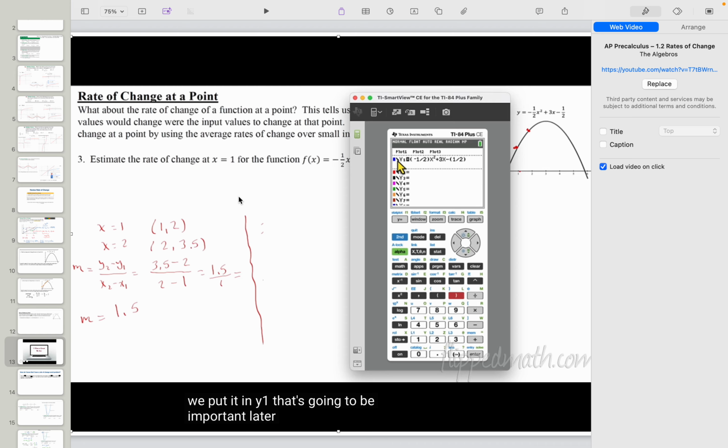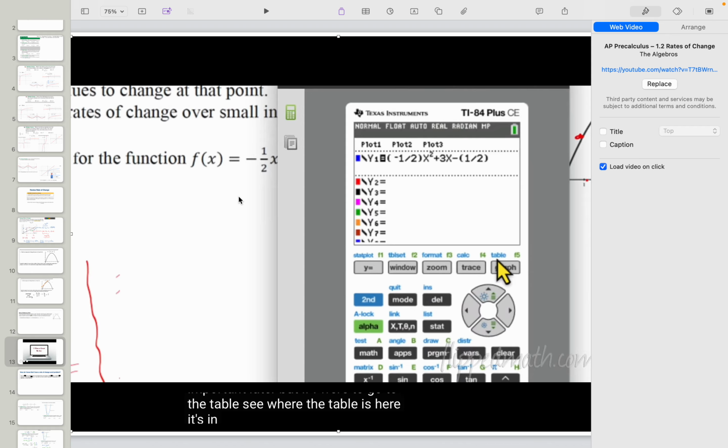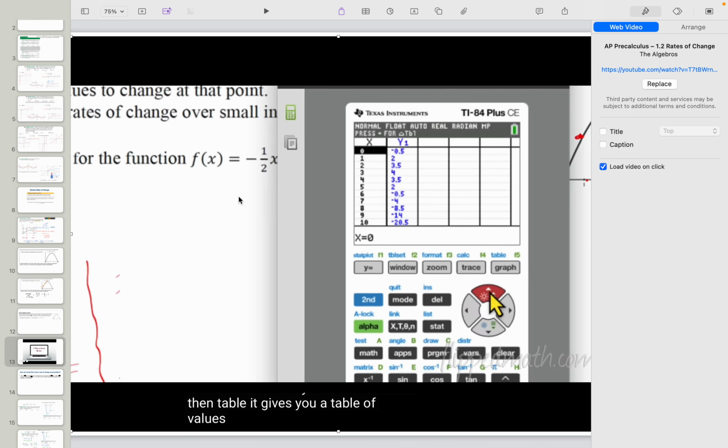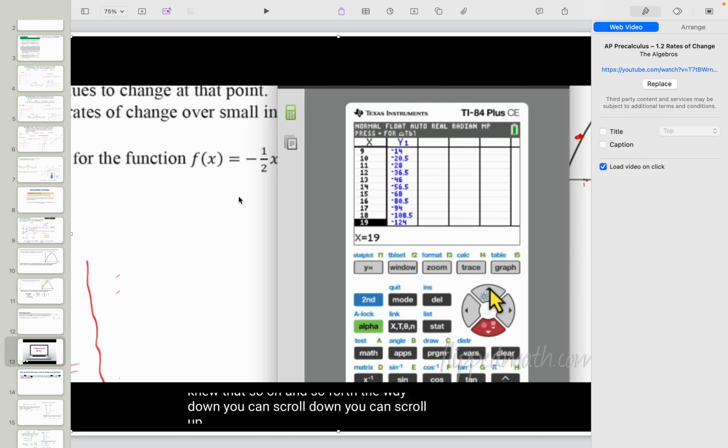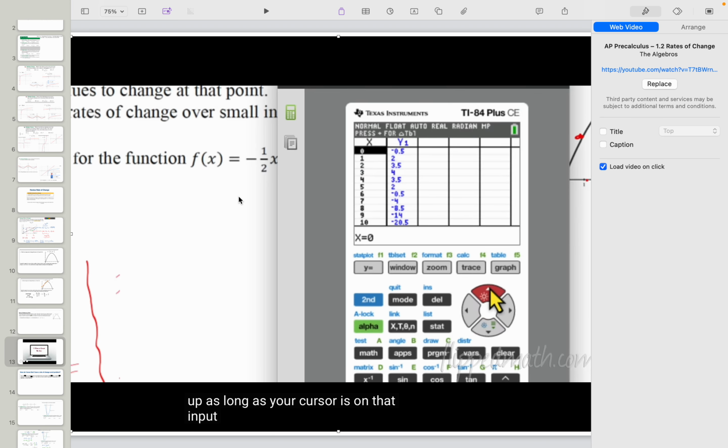That's going to be important later. If I go to the table, see where the table is here? It's in blue on mine. You hit second and then table. It gives you a table of values starting at 0. 1 is 2. We already knew that. And then 2 is 3.5. We knew that. So on and so forth all the way down. You can scroll down and scroll up as long as your cursor is on that input value right there.